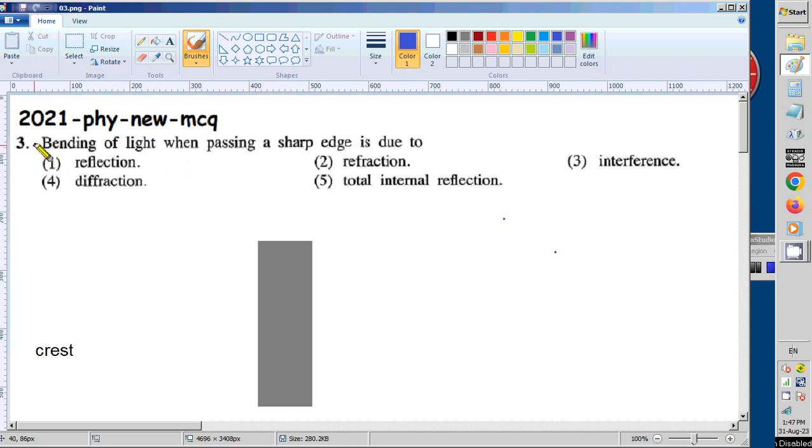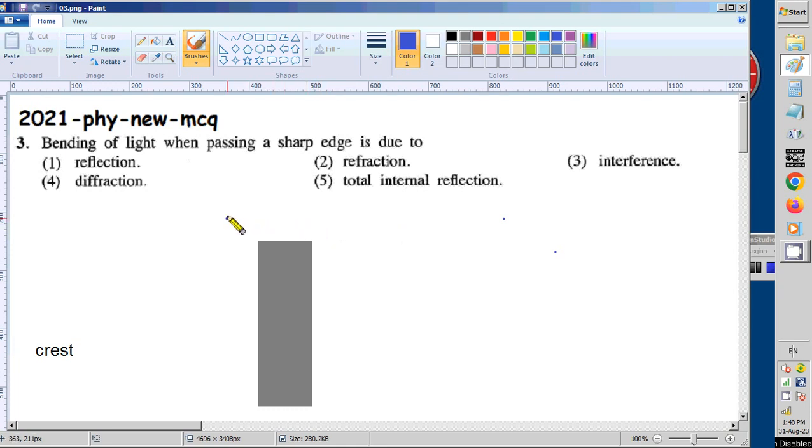Children, today I am going to discuss question number 3 from the MCQ part of the 2021 Physics new syllabus paper. Bending of light when passing a sharp edge is due to: first one reflection, second one refraction, third one interference, fourth one diffraction, fifth one total internal reflection. So let us try to solve this problem.